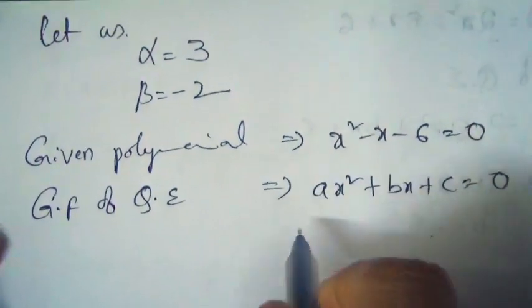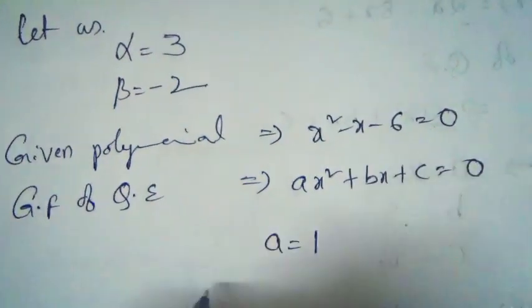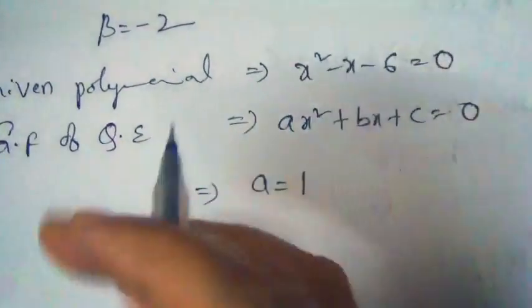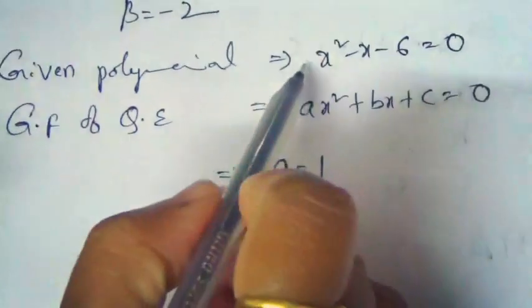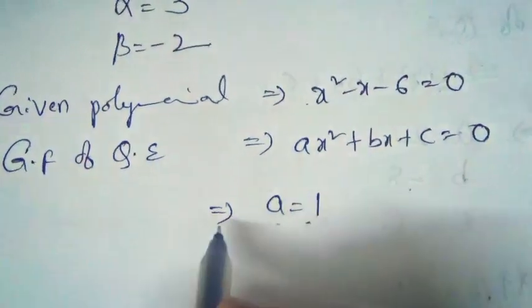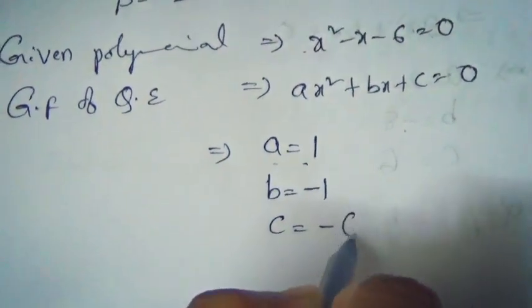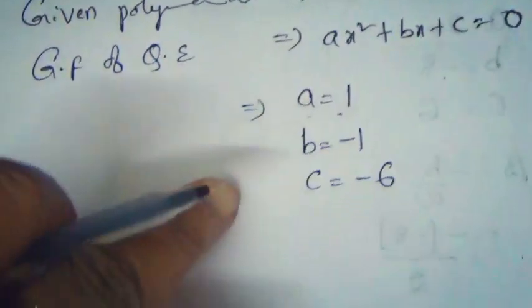When you compare these two, what is the value of a? That is equal to 1. In front of this x square there is no number. If there is no number, we have to imagine that there is a 1. A is equal to 1. B is equal to minus 1. C is equal to minus 6. Okay. By using this, you just verify the equation also.